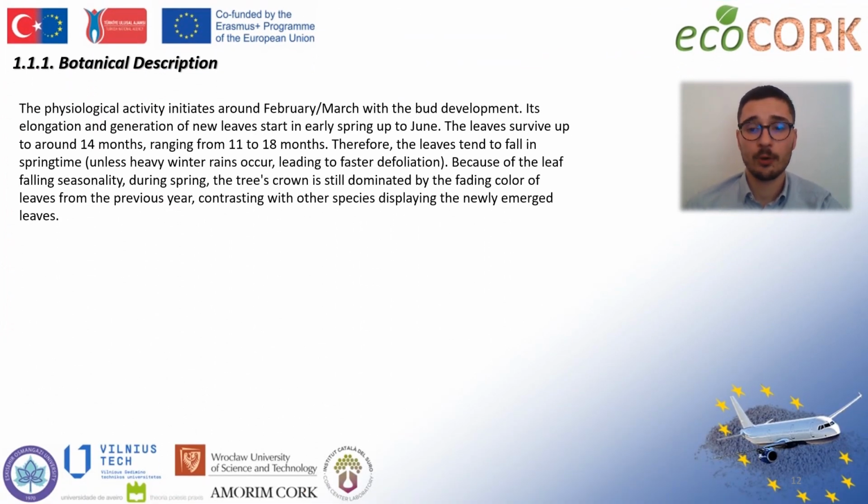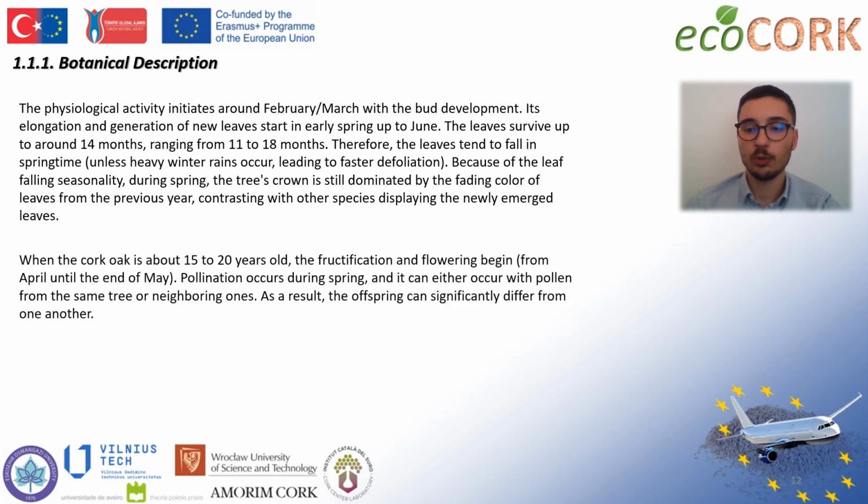Buds start to grow in February or March, which is when the physiological activity starts. It grows longer and makes new leaves from early spring until June. Because the leaves fall at different times of the year, the tree's crown in the spring is still dominated by the fading color of last year's leaves, while other species have new leaves.